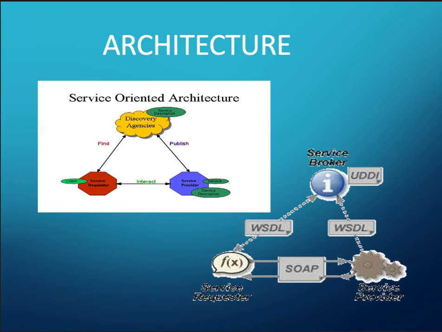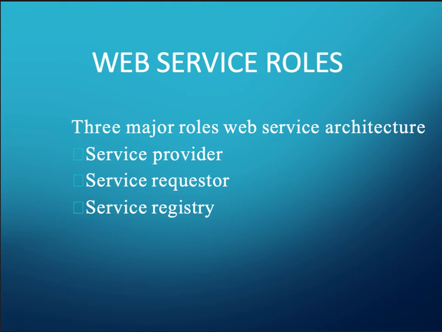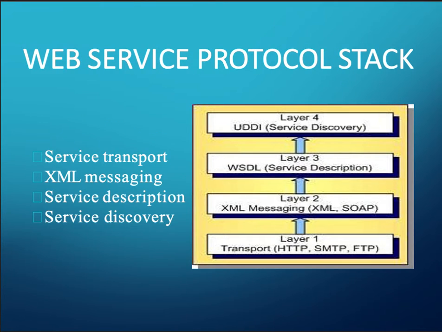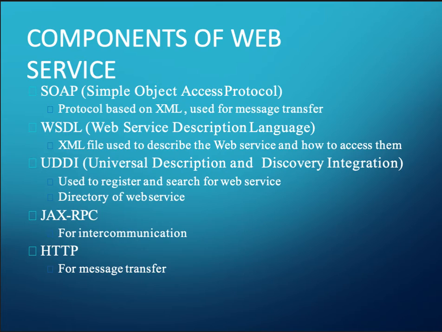Next we have the architecture. Here we have the service provider, service requester, and registrar, with finding, publishing, and directing by the architecture. The 3 major roles were described earlier. Web services, layer 1 to 4. What services do you have: WSDL, UDDI, JAX, and HTTP. So we go into it in depth.